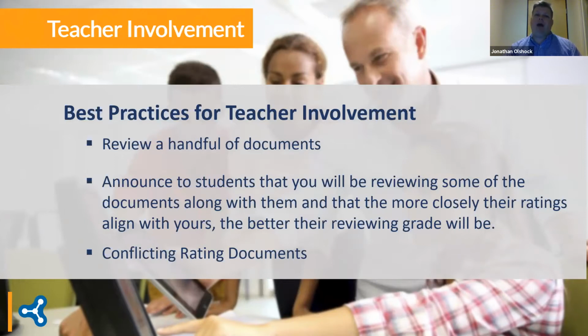The third best practice for teacher involvement is conflicting rating documents. Within the system, there is a drop-down, and under that drop-down are listed any documents where at least one of the ratings has a high standard deviation. That means that the peers might not agree on how that document is performing. We provide this right after the reviewing window is closed so that you can take a look at these documents and decide, hey, maybe it's just one outlier rating, or maybe there's really a general disagreement about how that document is performing on that rating.